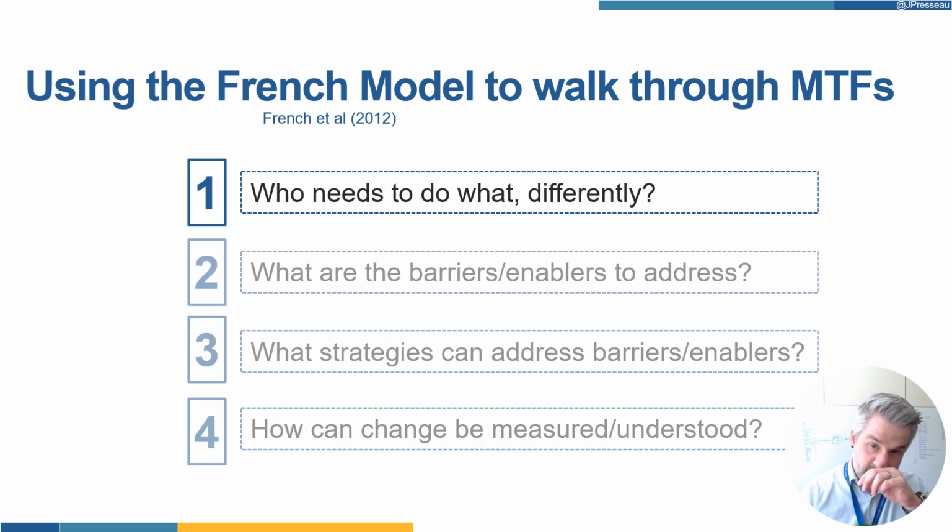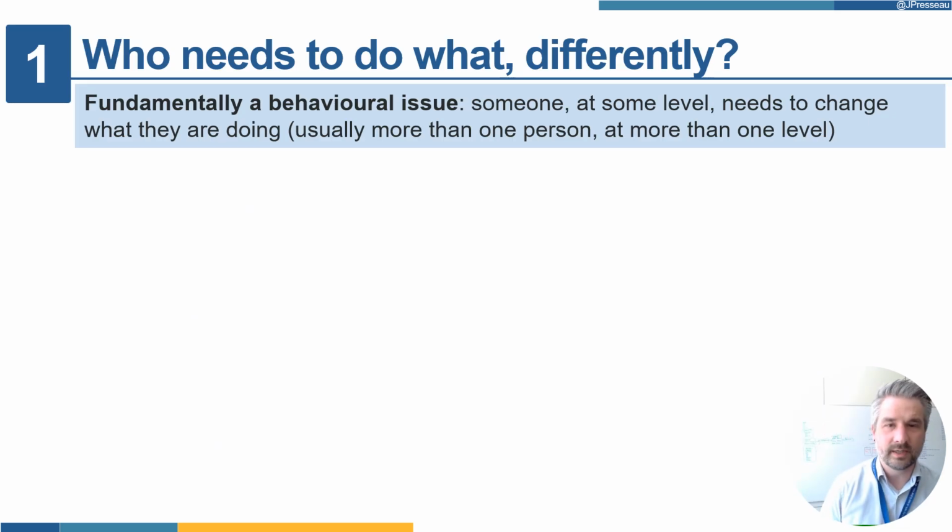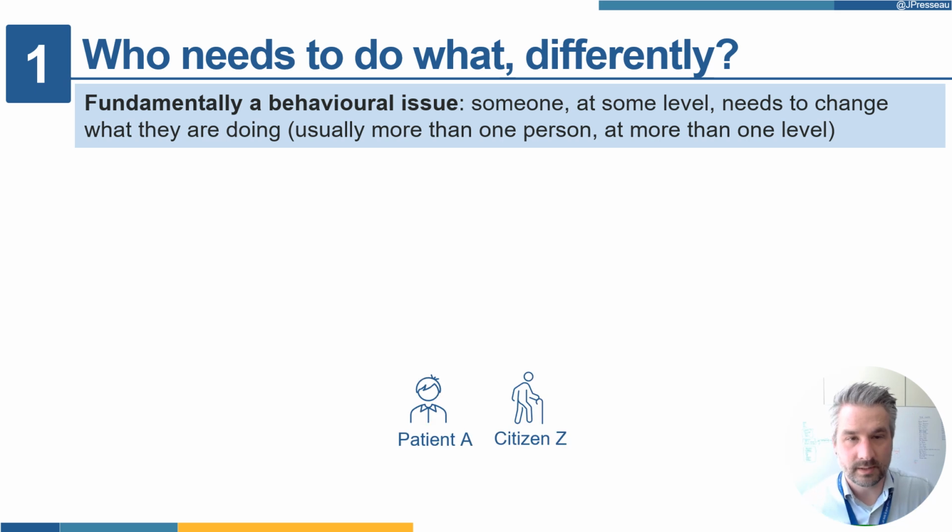So starting off with who needs to do what differently, ultimately, and arguably, fundamentally, what this means is also a behavioral issue. So you've been thinking about behavior and behavior change from the perspective of patients or members of the public that you're trying to support to change a health behavior in some of your behavioral interventions. But ultimately, when we're talking about implementation, it's also a behavioral issue, just different people at different levels. Often multiple people at multiple levels, but fundamentally people have to change what they're doing in order for them to implement into practice.